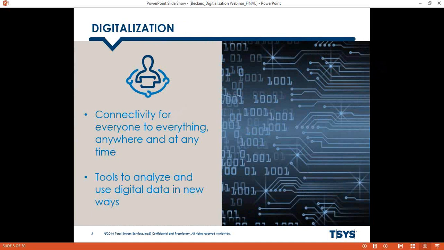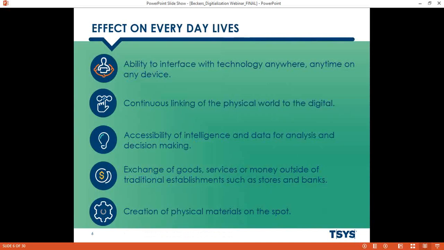Digitalization provides 2 main things. It's digital connectivity for everyone to everything, anywhere, and at any time. And it provides the tools for analyzing and using data in many different ways. The effect on our everyday lives is staggering, and we're attached to our devices now more than ever and consume information faster than ever. It impacts our everyday lives in these different manners.